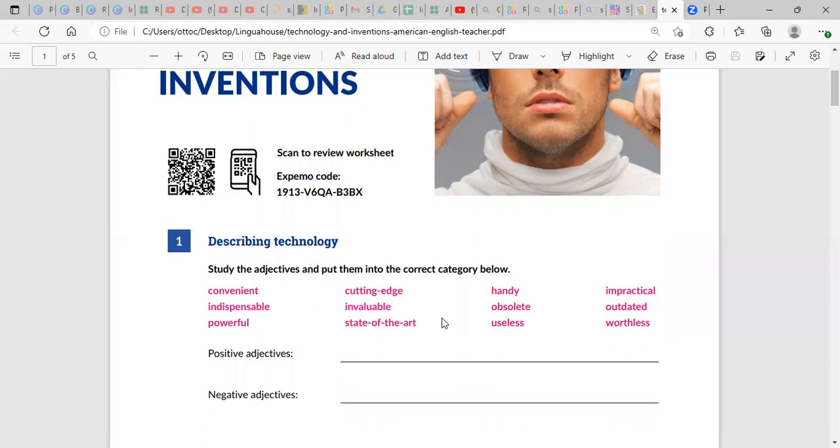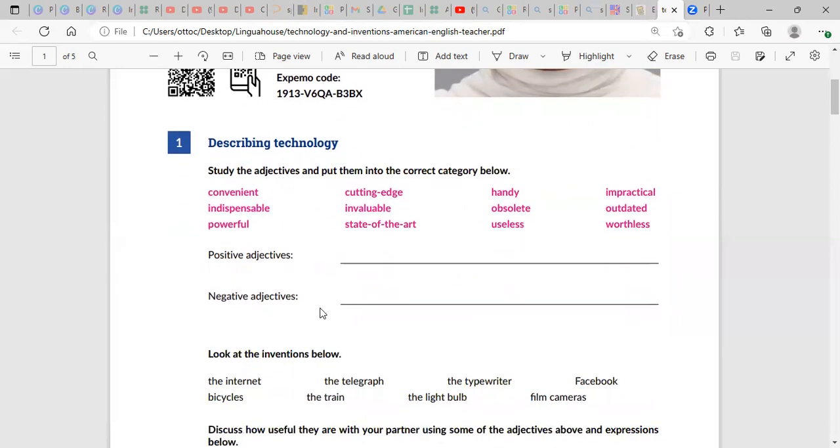Sure, very good. Okay, so guys, here we have the adjectives that we learned yesterday. Let me listen to Marvin. Marvin, please read all the adjectives here with perfect pronunciation. There it says convenient, indispensable, powerful, cutting edge, invaluable, state of the art, handy, obsolete, useless, impractical, outdated, worthless. Okay, good job, perfect. Thank you.